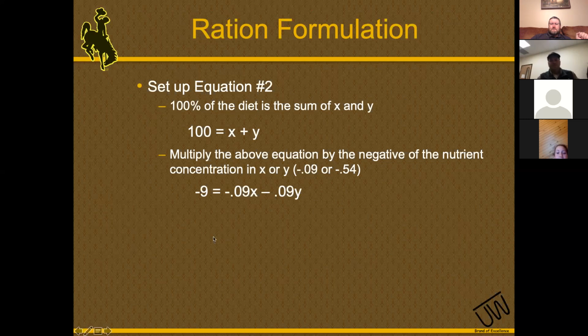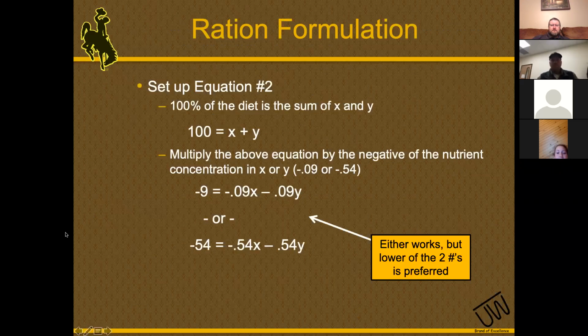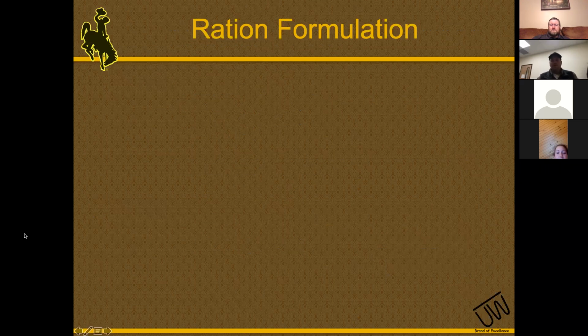So in this example, remember, it's 9% of the diet. So negative 0.09x minus 0.09y, okay? We multiply a negative throughout the whole equation. Or you could do it with the 54, okay? But we're giving that value all the way across. Either will work, but I like to use the lower number, okay?